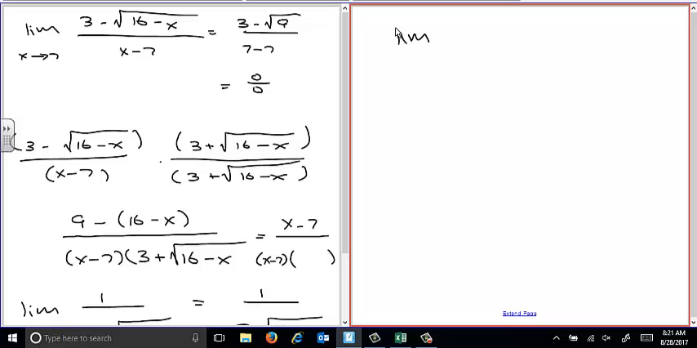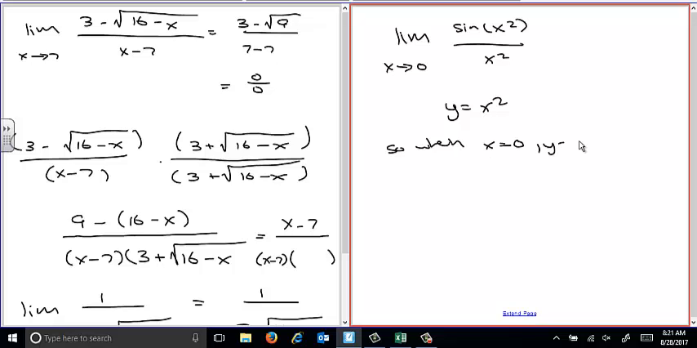We just talked about this one. I think what the book does is they would make the substitution y equals x squared. So when x equals 0, y equals 0 squared, which is 0. So then you would rewrite it in terms of y. Take the limit as y goes to 0 of the sine of y divided by y. And then you can use the squeeze theorem using the variable y, and you get 1.